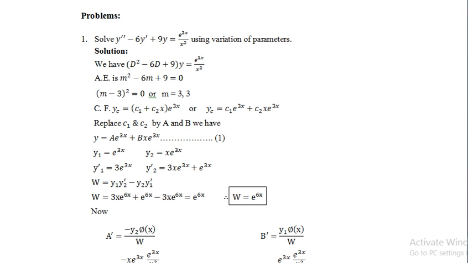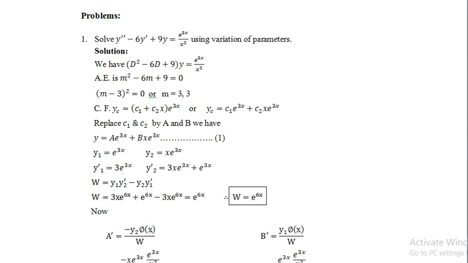Now we replace c1 and c2 by capital A and B. So y is equal to A into e to the power 3x plus B into x e to the power 3x, which is equation number 1. It is in the form of A y1 plus B y2, so y1 is e to the power 3x and y2 is x e to the power 3x. Differentiating y1, the derivative of e to the power 3x is 3 e to the power 3x.